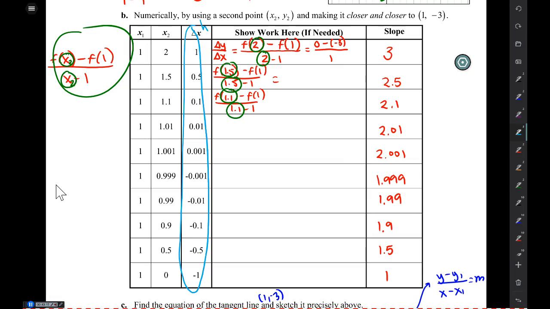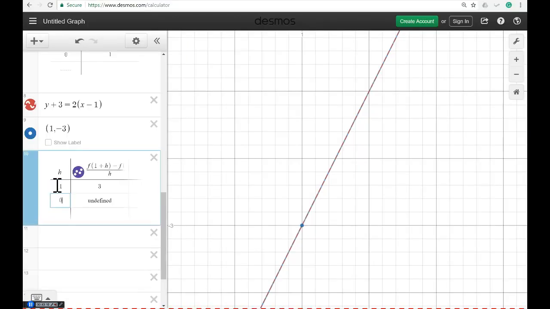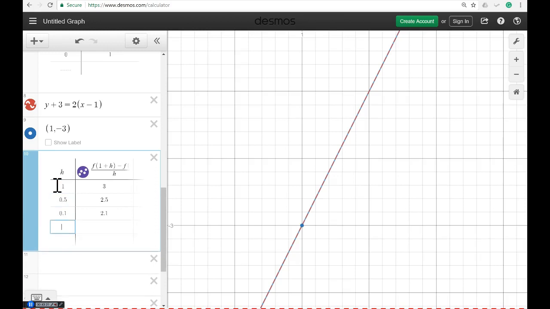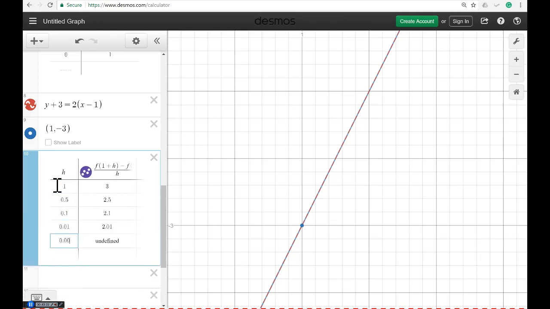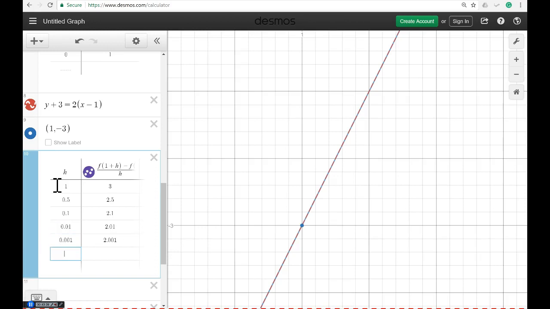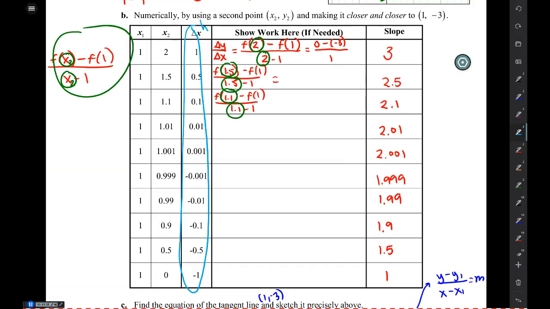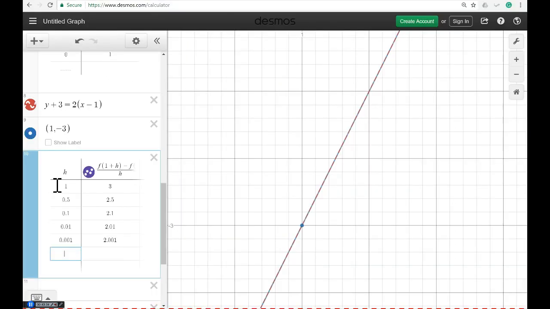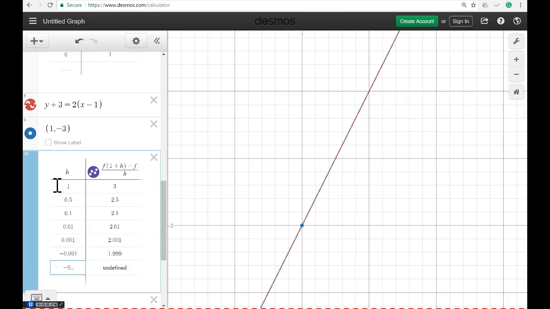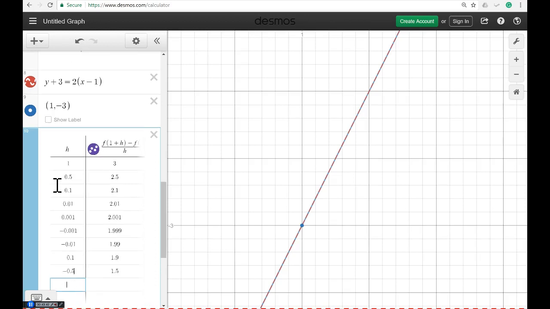So I want to plug in these numbers. 1, 0.5, 0.1, 0.01, 0.001, and then we'll do the other side, which notice if I do from the left, like 0.999, that is negative 0.001 units away. So negative 0.001, negative 0.01, negative 0.1, negative 0.5, and what was the other one? It would have been negative 1.